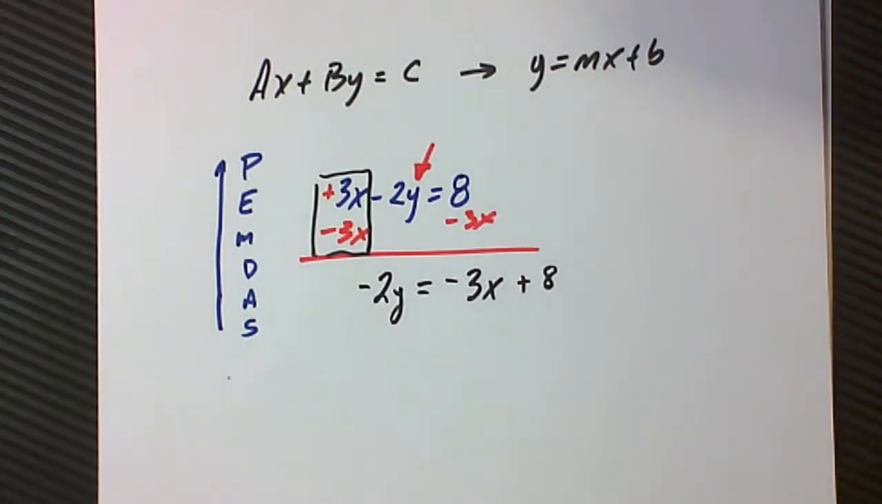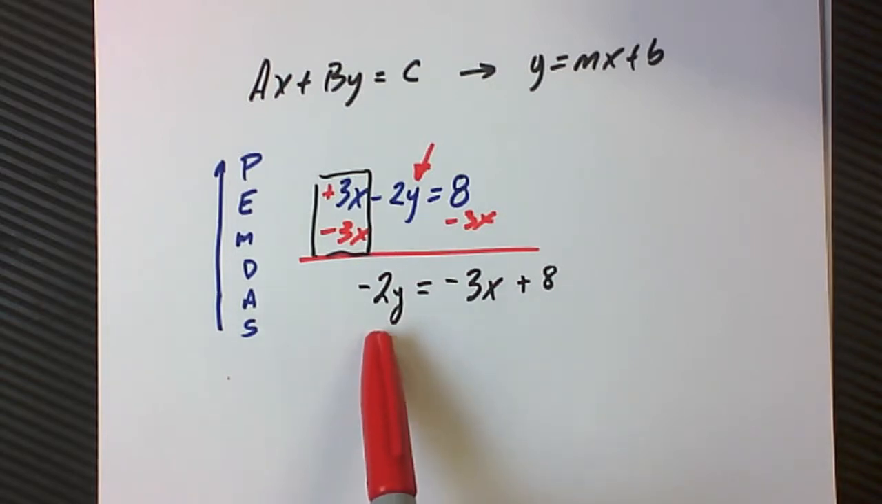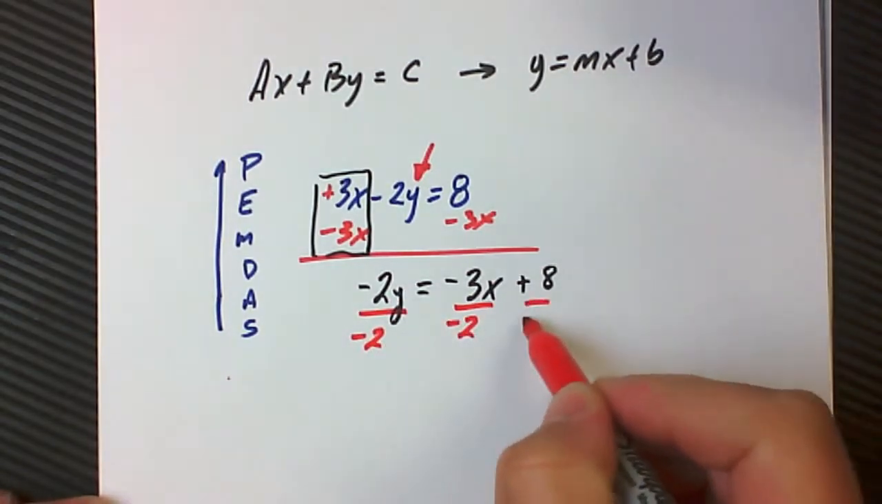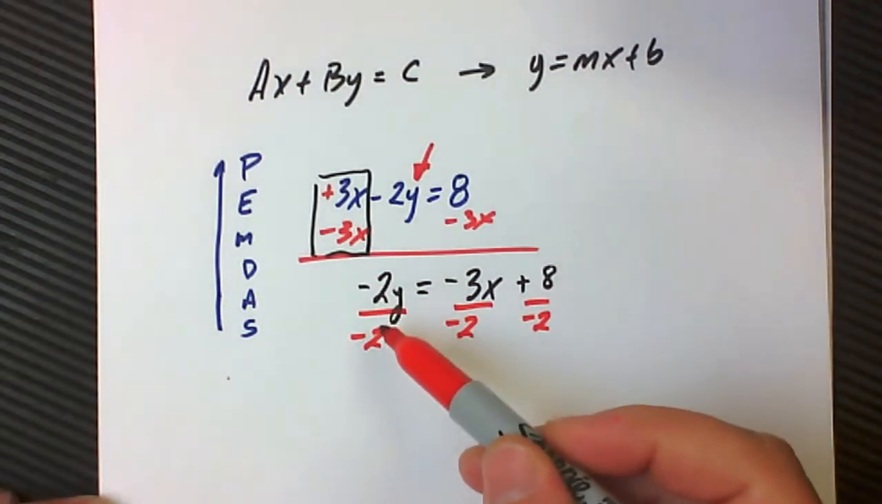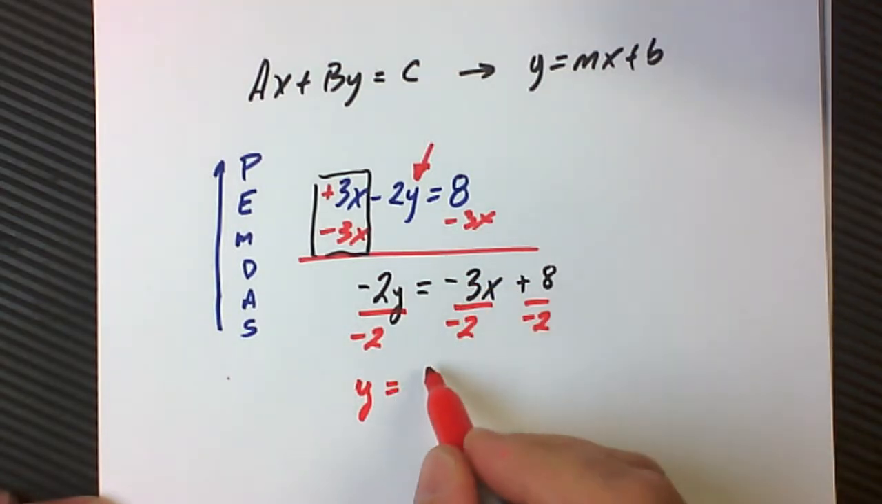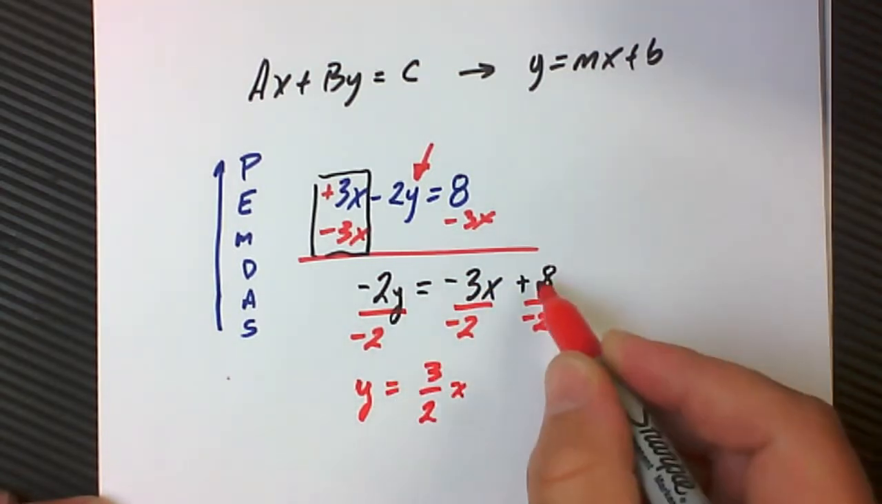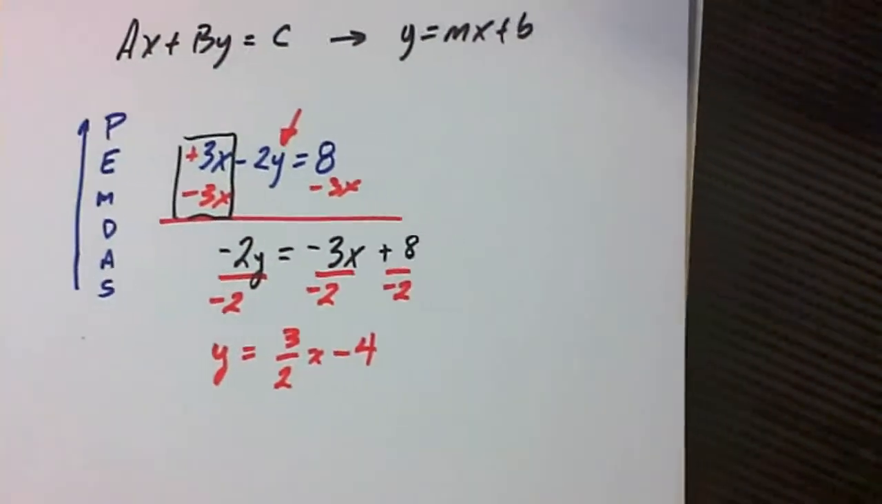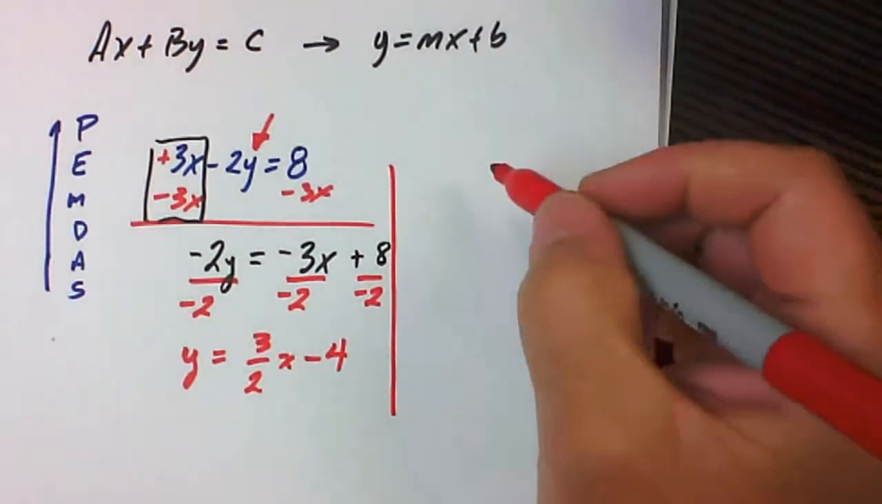One step left. This negative 2 right here, the coefficient of y, it's actually multiplying, right? So we're going to divide everything by negative 2. Negative 2 divided by negative 2 is, of course, 1, equals negative divided by negative is positive, and negative 2 divides into positive 8 negative 4 times. There you go.